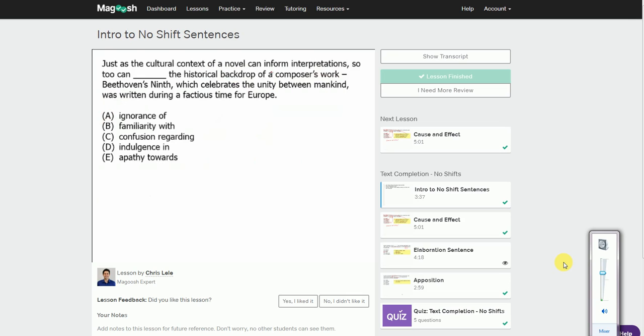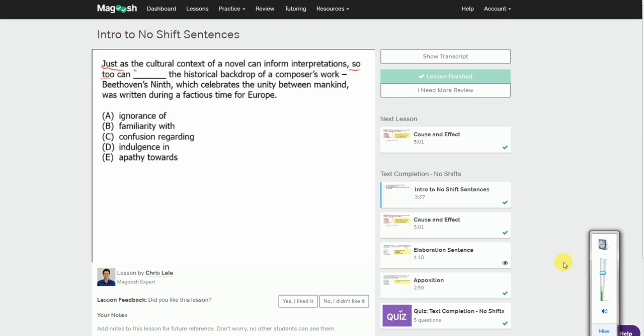What does a no shift look like when it's more complicated? Well, boom, there it is. "Just as the cultural context of a novel can inform interpretation, so too." So you'll notice this is a construction that we saw a second ago at the very first slide. It said "just as... so too." And the dots mean that there are words coming in between the "just as" and the "so too." And in this case, there's quite a few words. But the point is that this sentence isn't shifting.